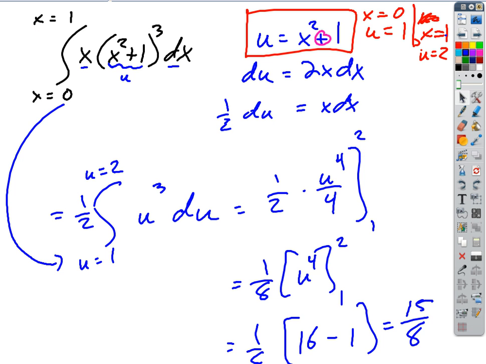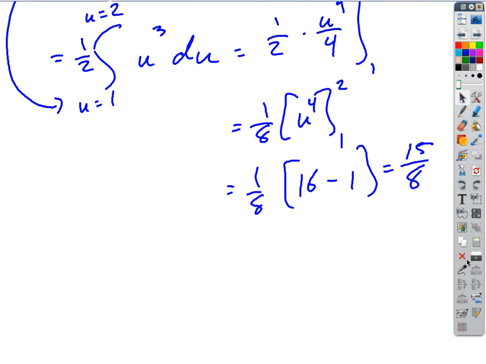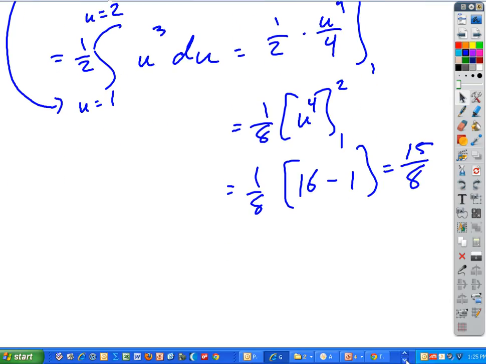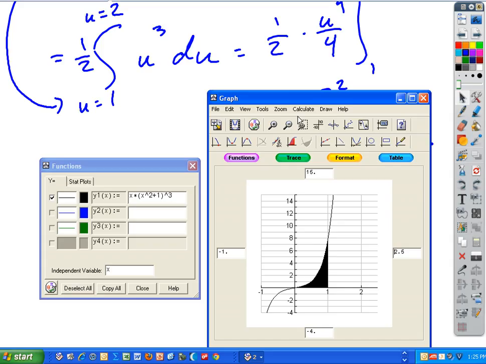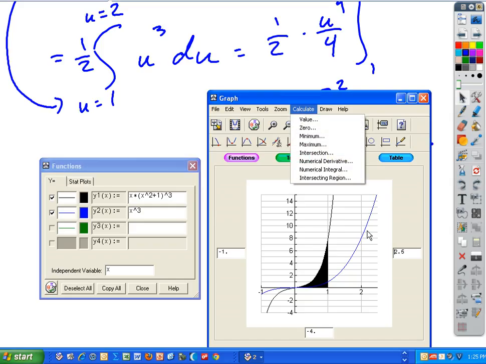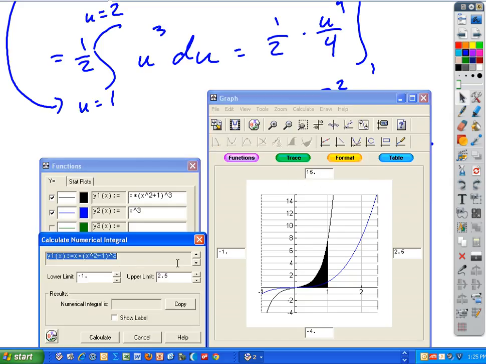So I got to scoot down a little bit now. There it is. You have to just see this visually to appreciate it. Okay, so we got the blue function, u cubed, right? Well, we're going to call it x because that's our variable. So that's really a u, right? There it is. And we're going to go between 1 and 2 this time. So we're going to do the limits of integration, do numerical integral for that guy from 1 to 2. Calculate.